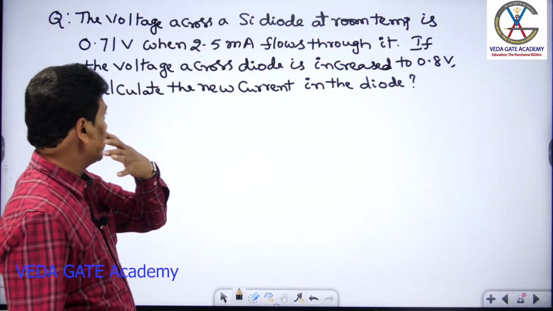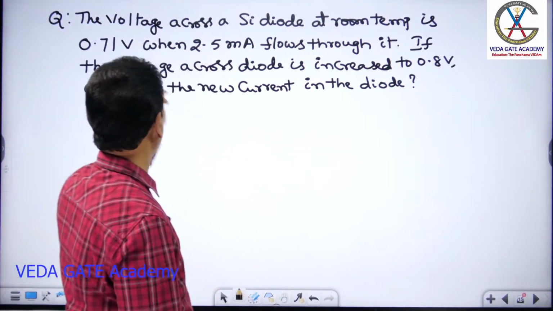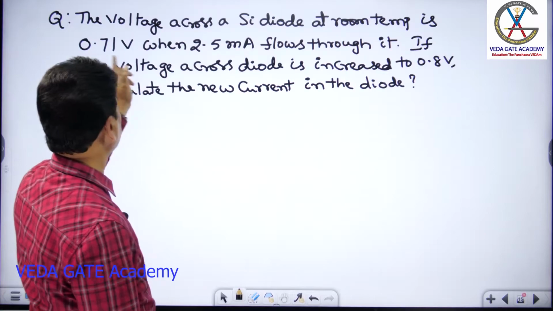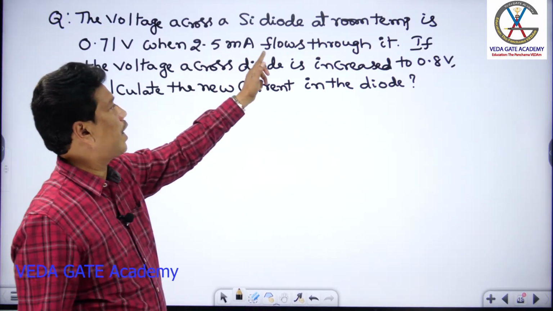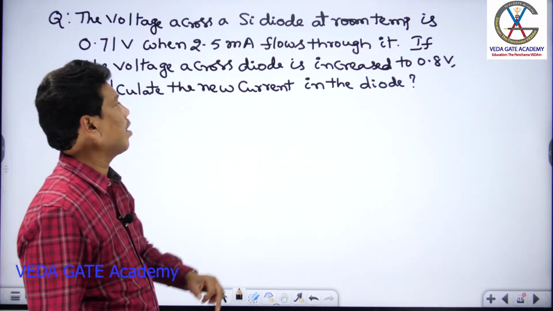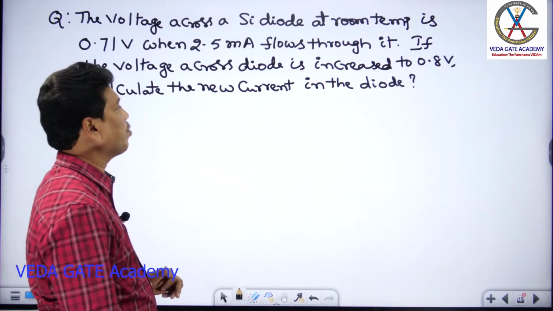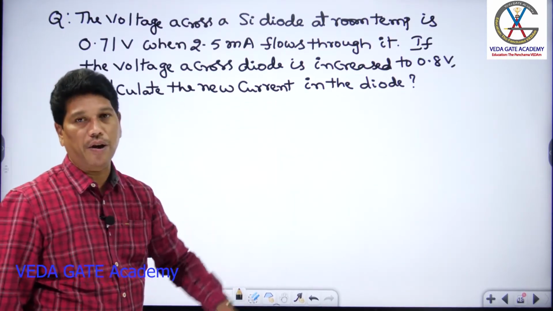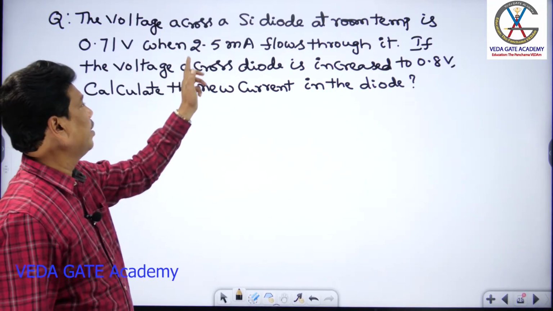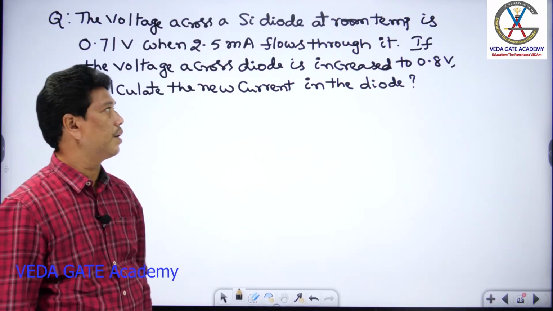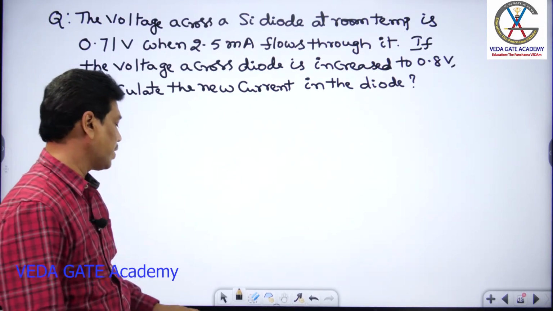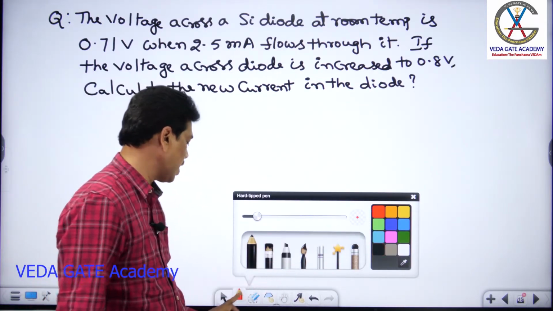The voltage across a silicon diode at room temperature is 0.71 volt when a current of 2.5 milliamperes flows through it. If the voltage across the diode is increased to 0.8 volt, calculate the new current in the diode. So the voltage across the silicon diode at room temperature is 0.71 volt when a forward current of 2.5 milliampere is there. If the voltage is increased to 0.8 volt, what is the new current he is asking? So first I will go for the data he has given.